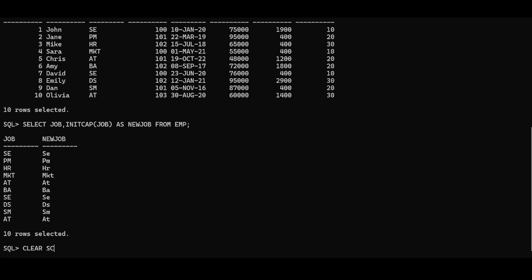Clear screen. Okay, now I want to use the REPLACE function. Select replace, let us take 'hello'. Now if you see, I am using ELL as the old string. I am just collecting these three characters, ELL. I just want to replace those characters with XYZ, from dual.